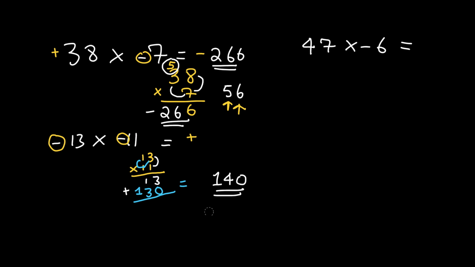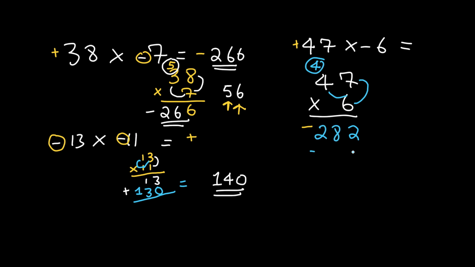So let's go ahead and solve it. Let's set up the problem in this way. 47 times negative 6. So the first thing you need to notice is this sign. Positive and negative gives you a negative. Now let's go ahead and multiply 6 times 7. 6 times 7 is 42. And now 6 times 4 is 24, plus 4 is 28. So our final answer is negative 282.